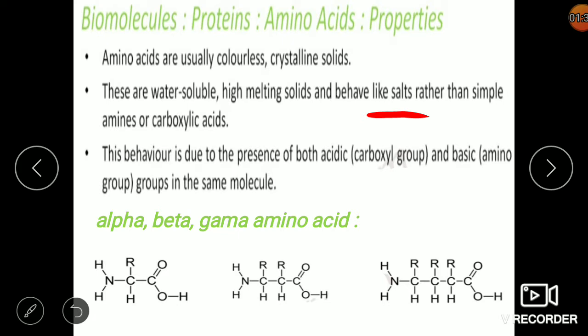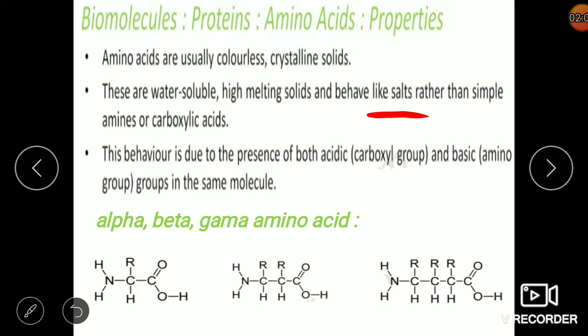This behavior is due to the presence of both acidic and basic groups in the same molecule. The term amino acid itself is saying it has two parts. One is the amine part that is basic in nature, and the acid part is the carboxylic acid part. So both are there in the same molecule.